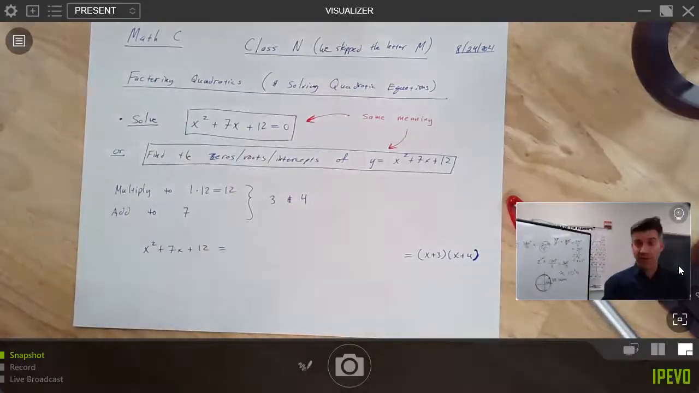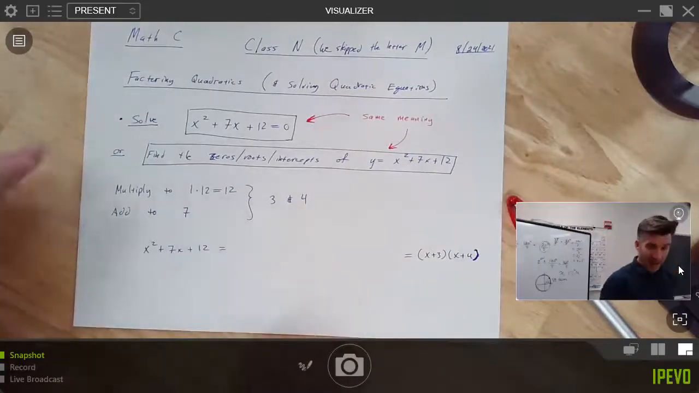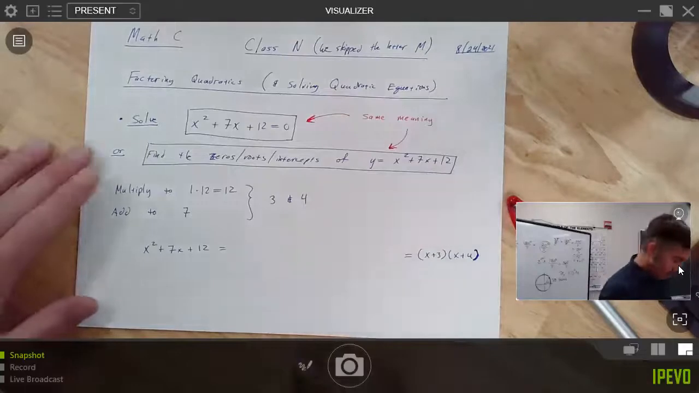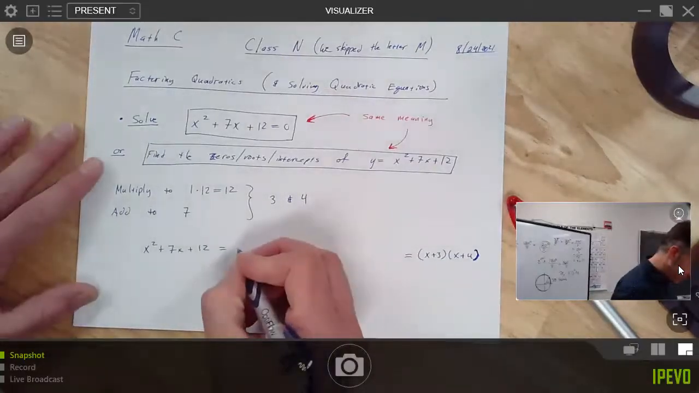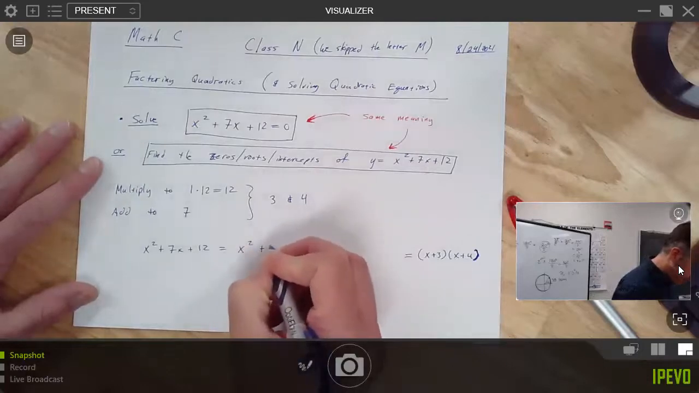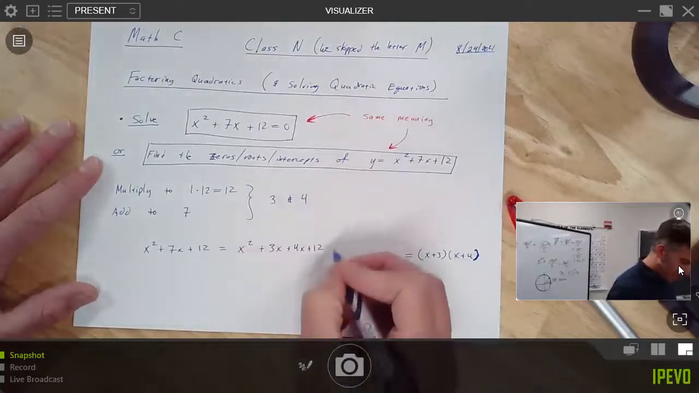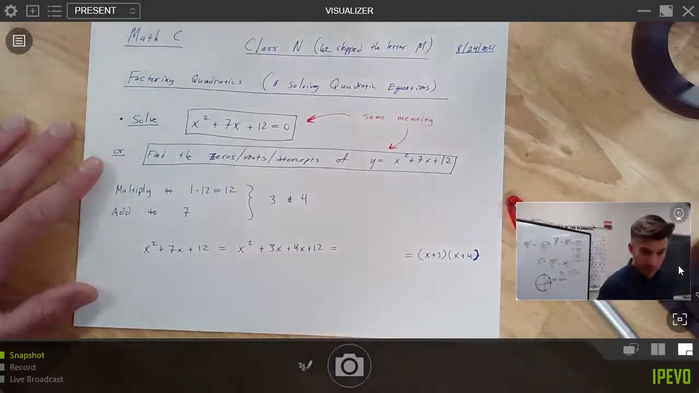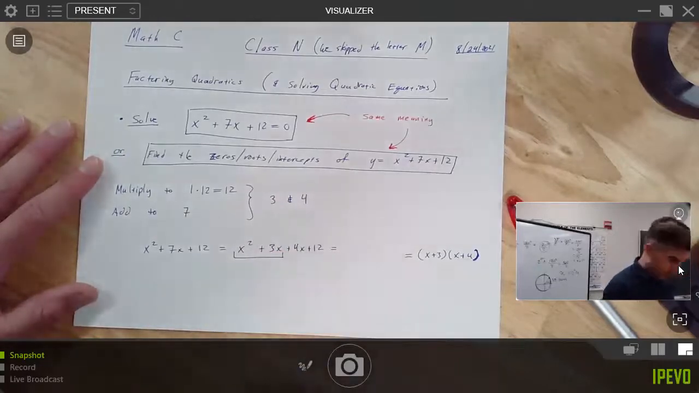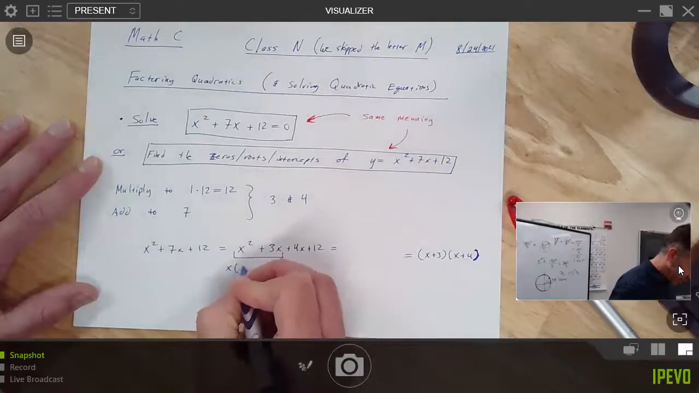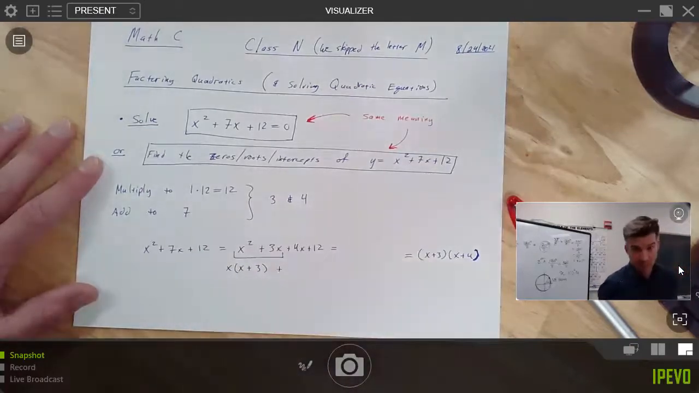So here's what we do if we're factoring by grouping. We're going to write 7x as 3x plus 4x. So write this as x squared plus 3x plus 4x plus 12. And then I'm going to factor by grouping. For the first 2 terms, I'm going to factor as much as possible. I can factor out an x, and I'm left with x plus 3. The second 2 terms, I'm going to factor out as much as possible, which is a 4.